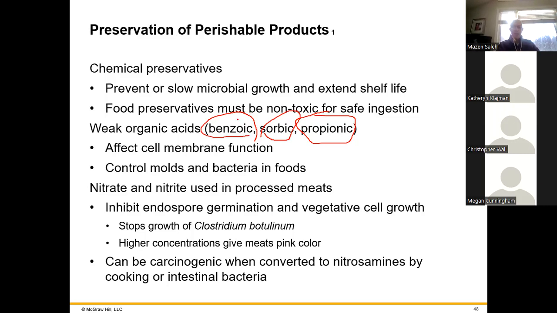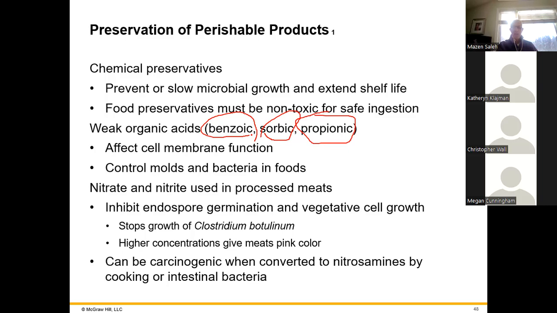Benzoic acid can be used as a preservative in topical creams because it is not consumed with the food like the sorbic acid or propionic acid. Benzoic acid in topical creams can be used quite safely. For example, any creams to treat cold sores or skin irritations and so forth can have benzoic acid as preservatives. So these work again by affecting cell membrane function.